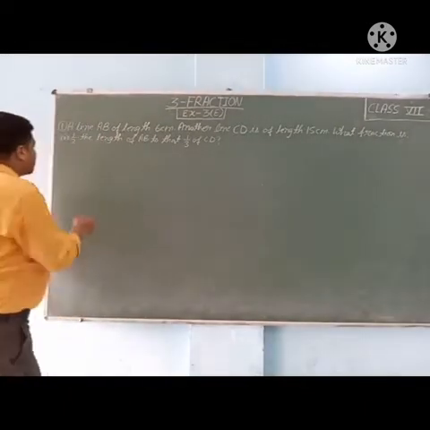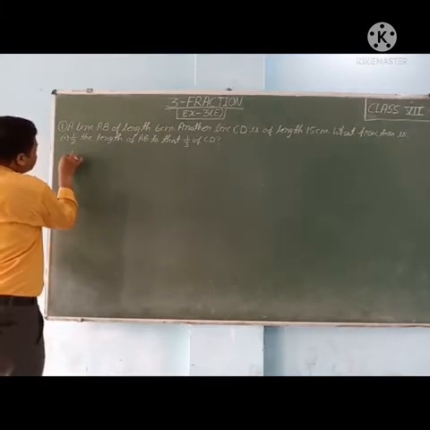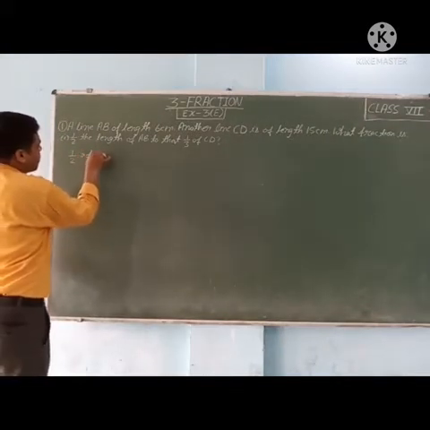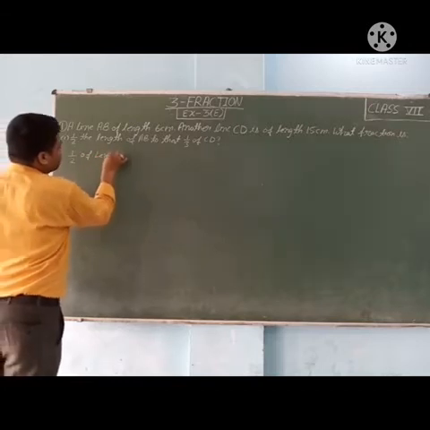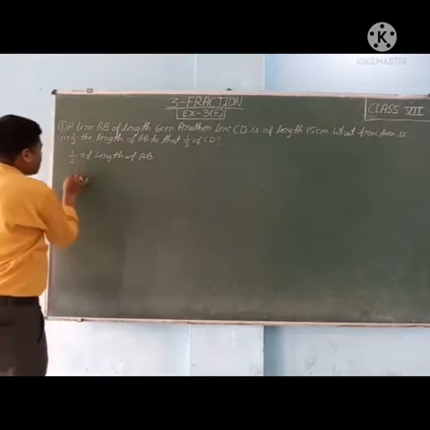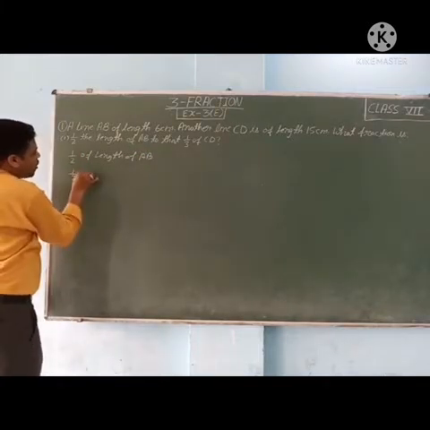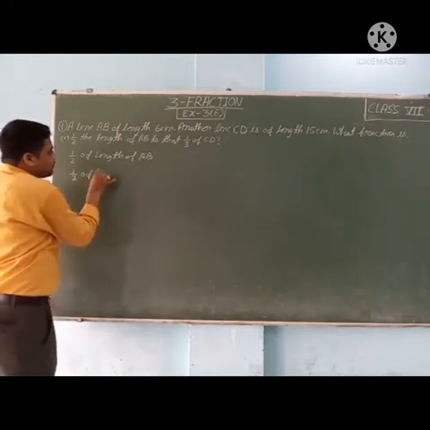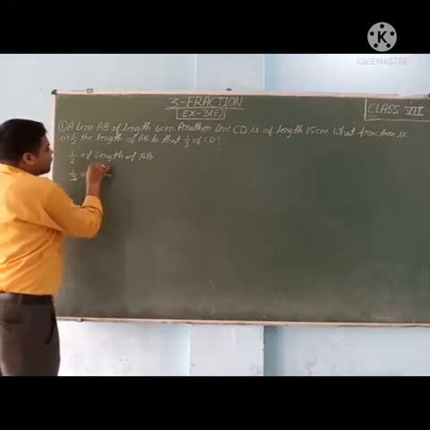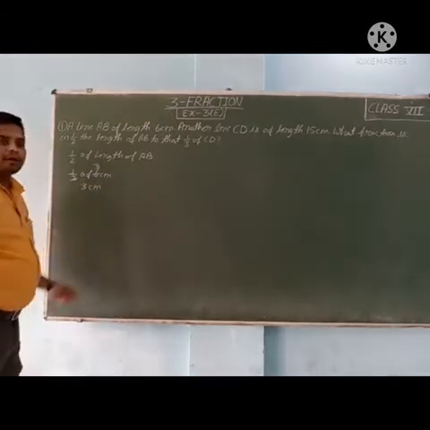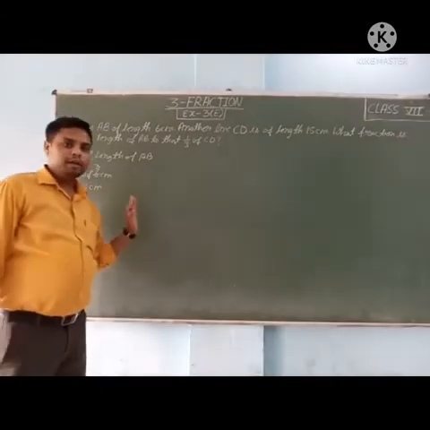So see, 1/2 of the length of AB means 1/2 of 6 centimeter. So 2 3s are 6, 3 1s are 3 centimeter. It is coming 3 centimeter.